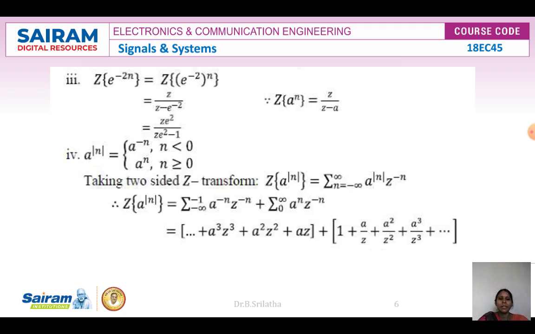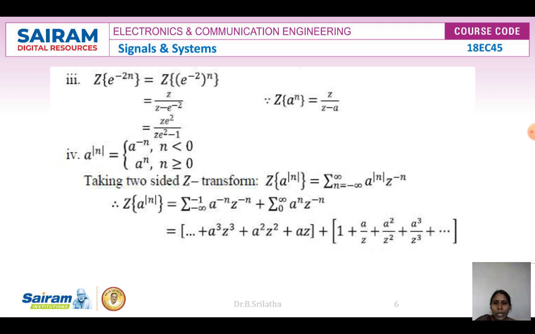Next is the third one, Z transform of e power minus 2n. Z transform of e power minus 2n is equal to Z transform of (e power minus 2) whole power n. So Z transform of a power n is z by z minus a. So instead of a, here we have e power minus 2: z by z minus e power minus 2.